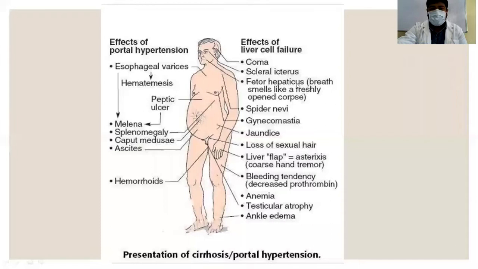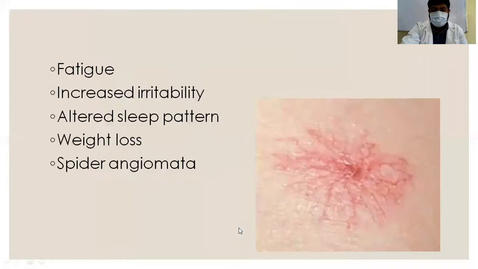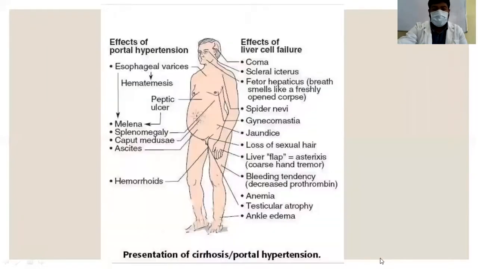fetor hepaticus, that smells like a fresh open corpse. Fetor hepaticus, spider naevi. We have seen in the previous slide, right? Spider naevi can be there, and gynecomastia can occur. Jaundice, you can just see the skin for jaundice. Check the skin for yellowish discoloration. And loss of secondary sexual characters, so pubic hair, secondary sexual hair can be lost.